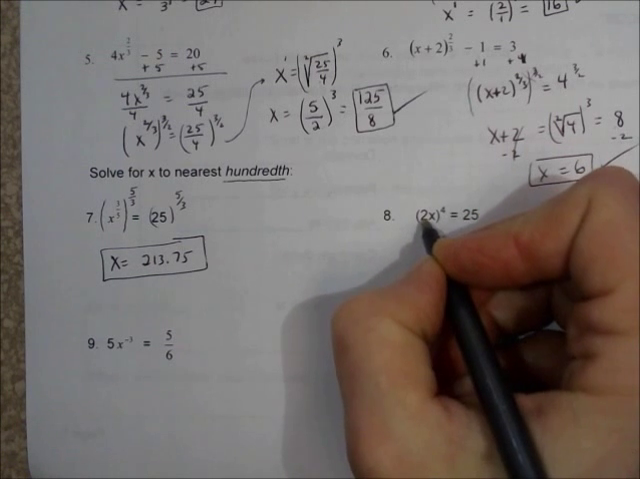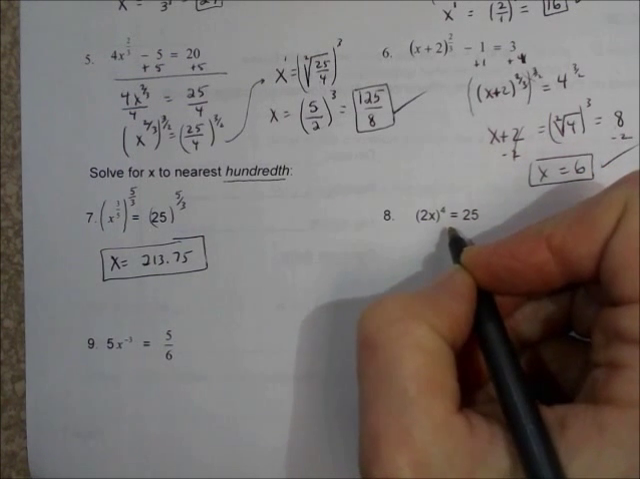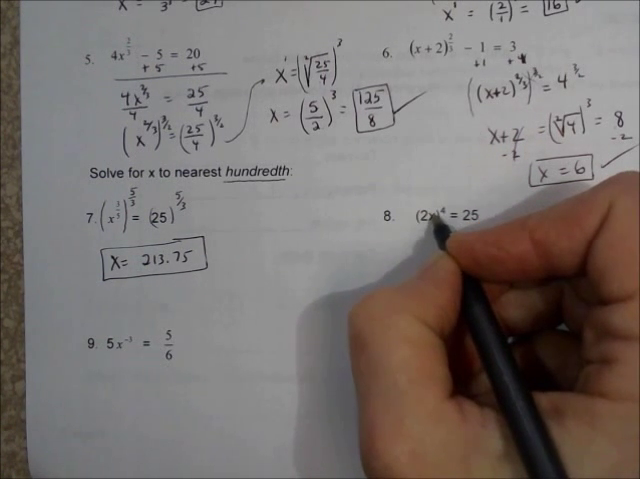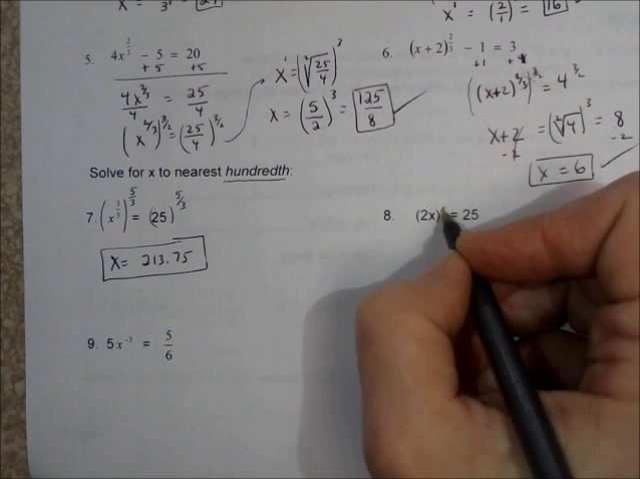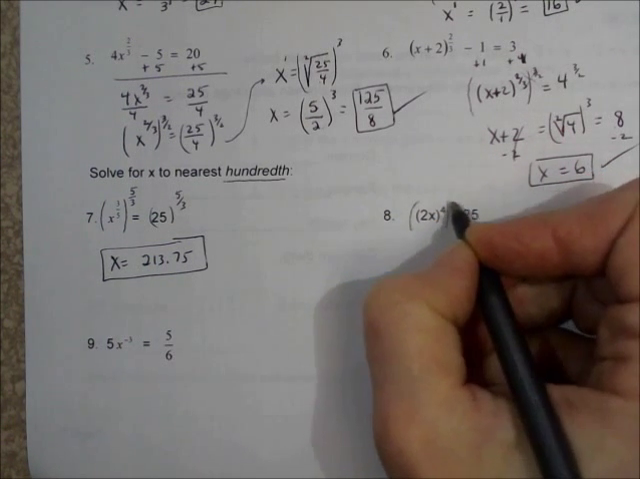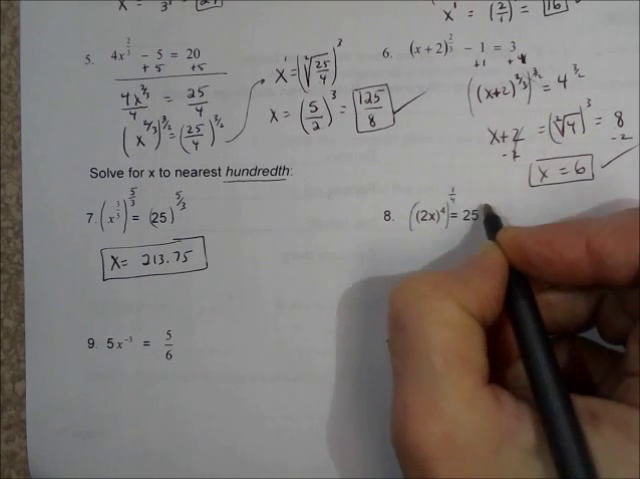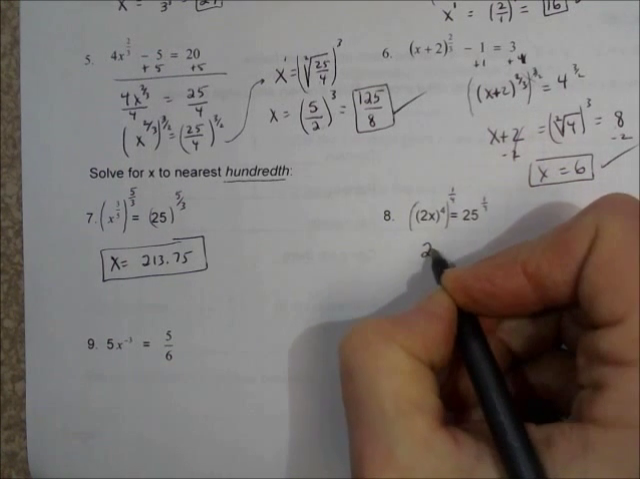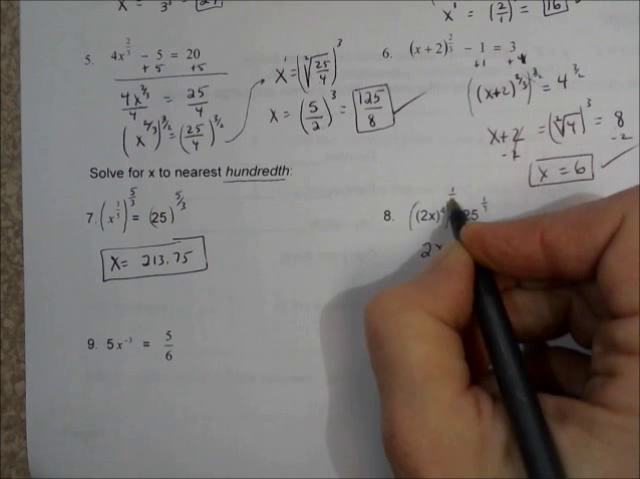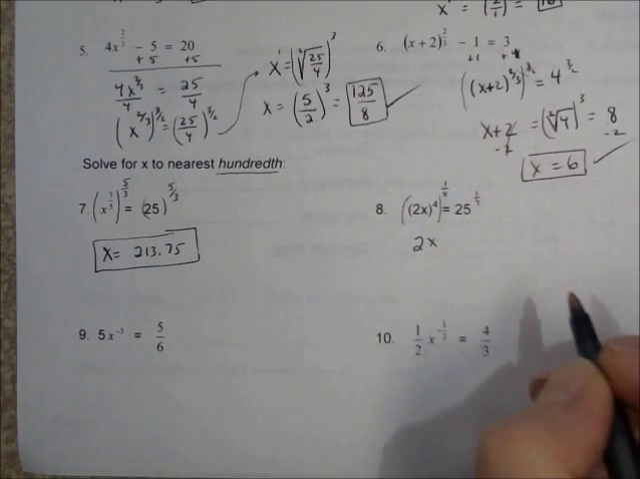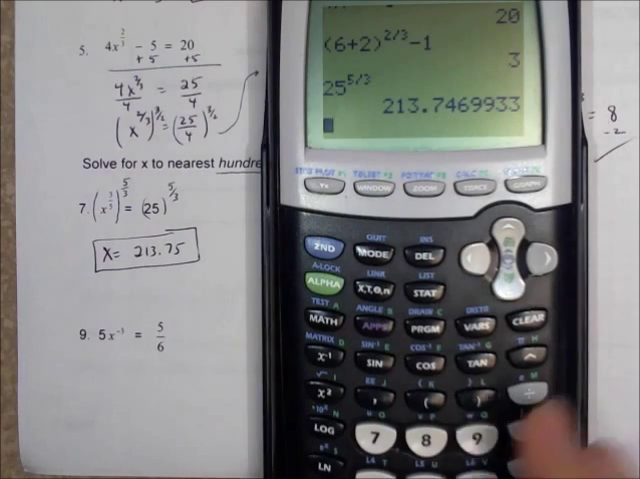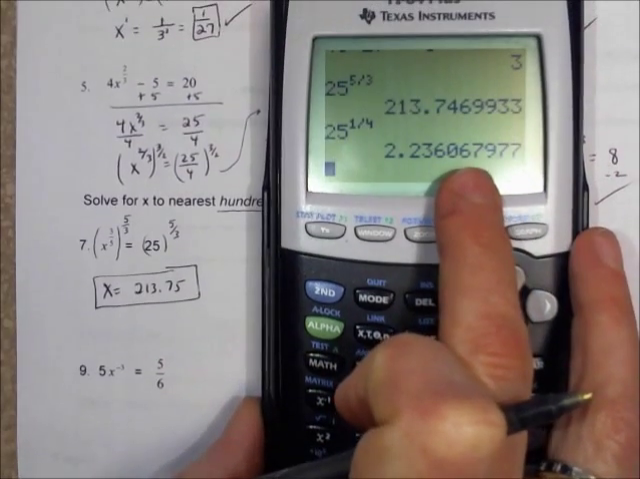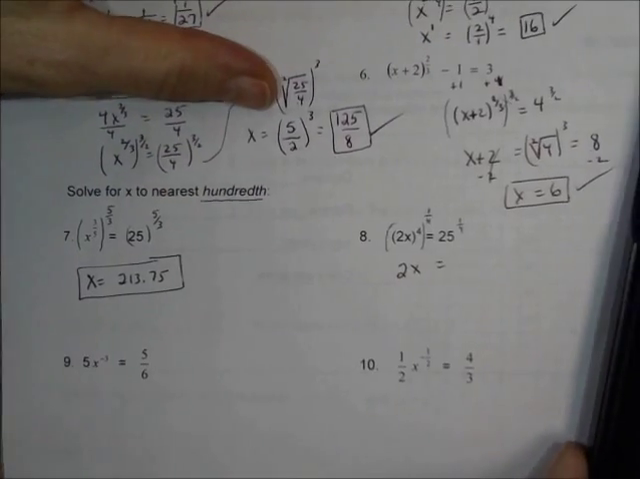On number 8, 2x to the 4th is 25. Well, there's a couple different ways you can do this. You can either call this 2 to the 4th times x to the 4th, or you can just right now take both sides to the reciprocal of 4, which is 1/4. And then you'll be left with 2x because 4 times 1/4 is 1, so you're left with 2x raised up to the first power is equal to 25 raised up to the 1/4 power, which is this long decimal. And then I'm going to divide by 2.